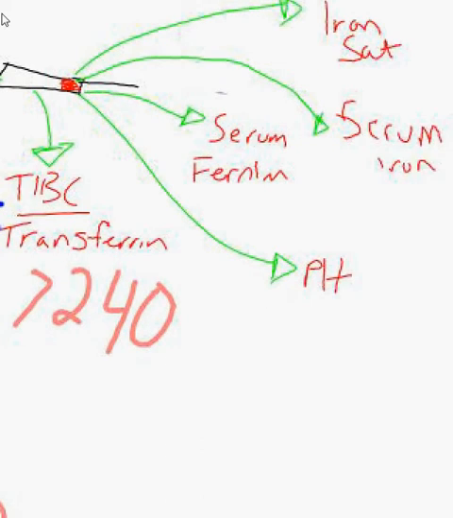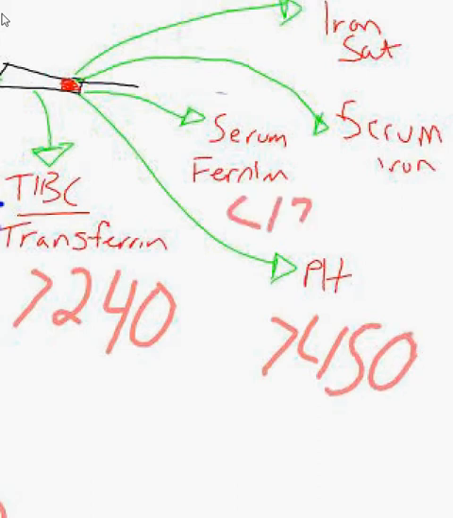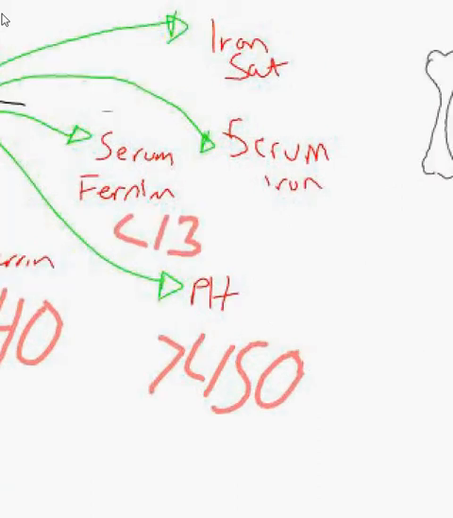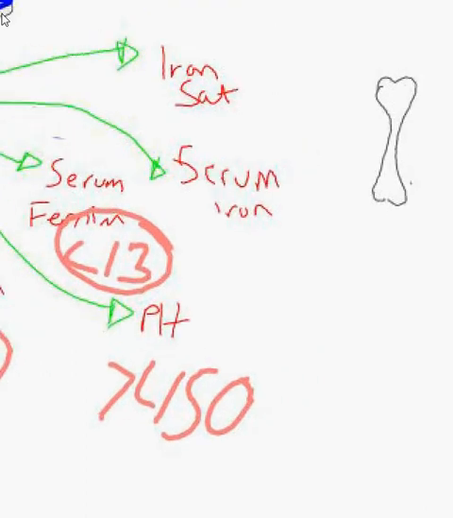Transferrin is going to be elevated at greater than 240. That's the transport molecule for iron. And platelets can be up at greater than 450. Serum ferritin less than 13, although if some sort of chronic condition is contributing, this actually might be normal, such as hepatitis or some other condition, where the body has also already stabilized the ferritin, which is the storage molecule for iron.